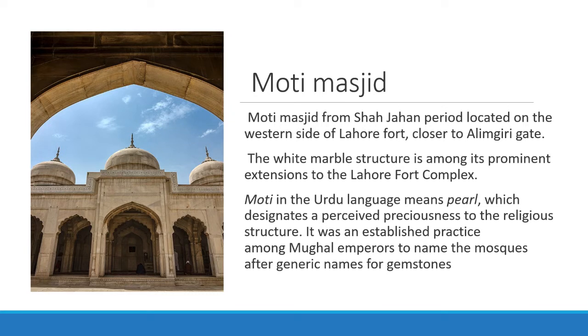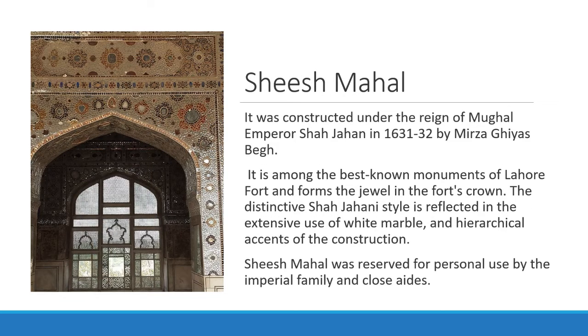Moti Masjid. The Moti Masjid, or Pearl Mosque, is a mosque dating from the Shah Jahan period. It is located on the western side of Lahore Fort, closer to the Alamgiri Gate. Situated in the northwestern corner, the white marble structure is among the prominent extensions to the Lahore Fort complex. Moti in Urdu means pearl, which designates a preciousness to the religious structure. It was an established practice among Mughal emperors to name mosques after gemstones.